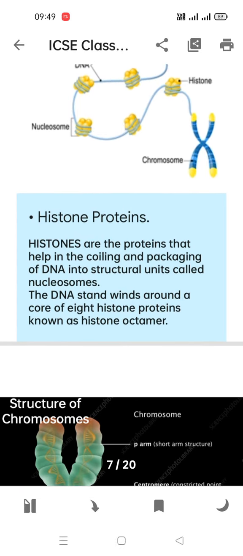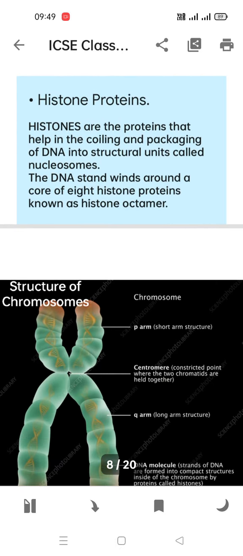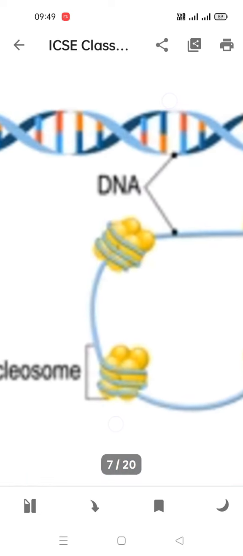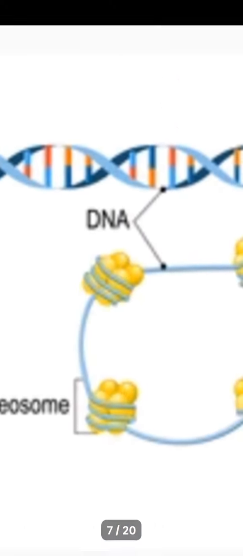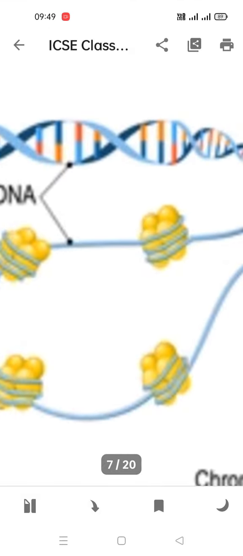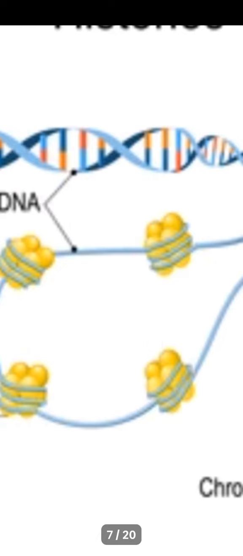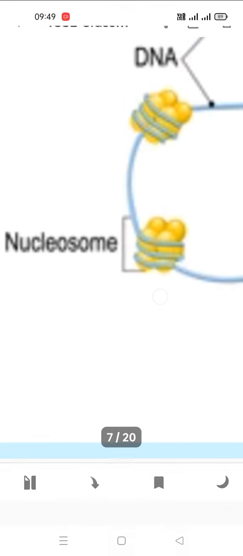Now, what is this histone protein? As I told you, it is a type of protein that packages the DNA, coiling and packaging the DNA into a structural unit known as the nucleosome. These yellow ball-like structures are the histone proteins. When this DNA binds 8 histone proteins, then it becomes a nucleosome.